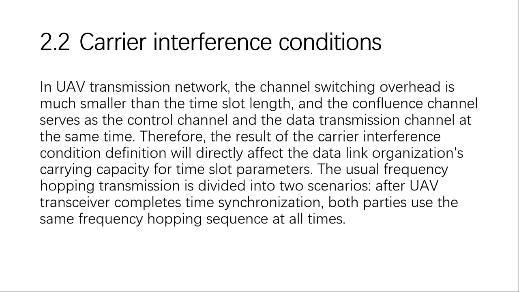2.2 Carrier interface conditions. In UAV transmission network, the channel switching overhead is much smaller than the time slot length, and the common channel serves as the control channel and the data transmission channel at the same time. Therefore, the result of the carrier interface condition definition will directly affect the data link organization's carrying complexity for time slot parameters. The frequency hopping transmission is divided into two scenarios.